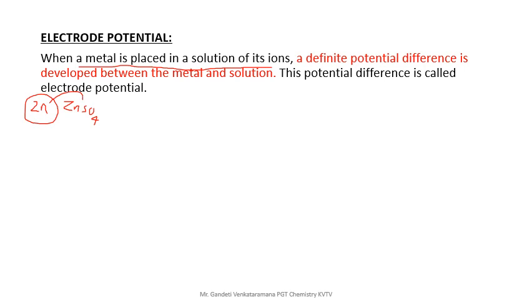Here also zinc is present, in the zinc sulfate solution. So in that condition, what will happen? A definite potential difference is developed between the zinc metal and zinc sulfate solution. That potential difference is called electrode potential. Okay, students. So check the example.